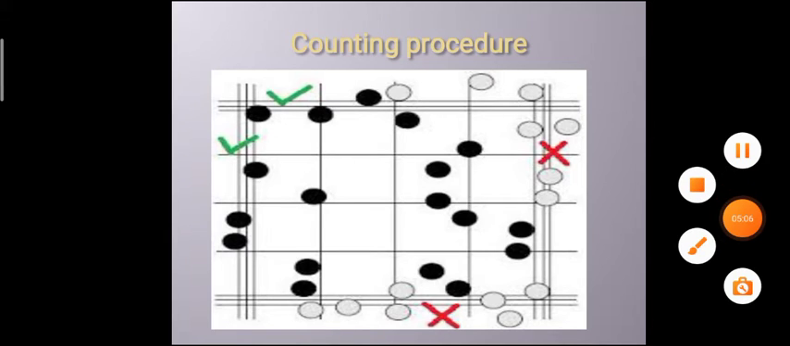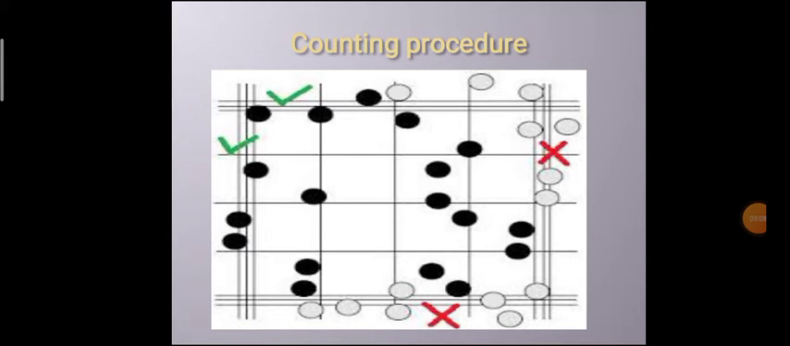Counting procedure. This is a very simple procedure. We will count those cells that are present inside the square. As you can see here, black cells. We will count these cells that are present inside the square. The cells that are outside the square, we will never count. Like you can see here, these cells are present outside the square, so we will not count these cells. We will count only those cells which are present in the center of the square.